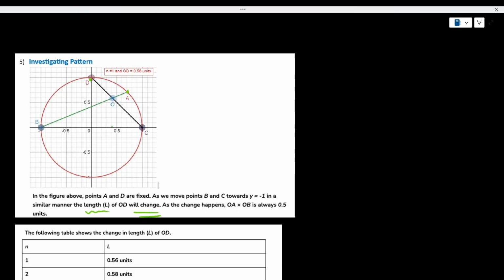Now OD length is taken as capital L, and it changes, but OA times OB is always fixed, which is 0.5. If you see here, there are two chords, CD and AB, and they are intersecting internally. So you should know that we have just learned the intersecting chord theorem. It will be OA times OB equals OC times OD. We'll see if we need to use this result somewhere.